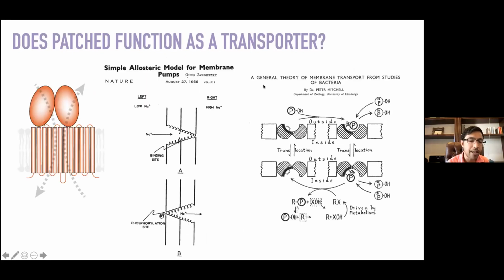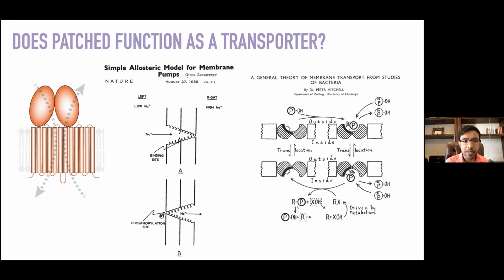At a most basic level, some of the really pioneering work by Oleg Jardetzky and Peter Mitchell, now 60 or so odd years ago, suggests that for a transporter to be a transporter, fundamentally it has to complete a conformational cycle. So in a simple model, it has to go from an outward open to an inward open state, or basically go through a complete conformational cycle in order to move some sort of substrate.